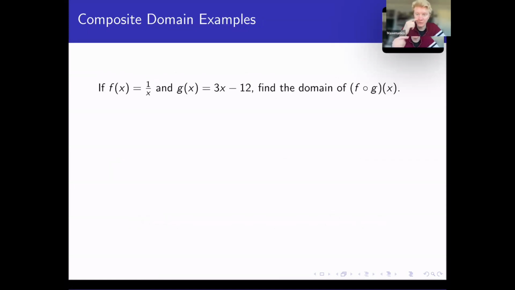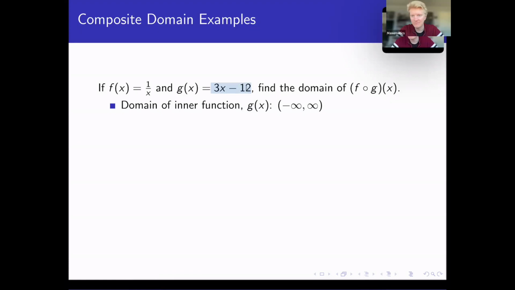All righty. Let's do some domain stuff. F of x is 1 over x. G of x is 3x minus 12. If we want to find the domain of f of g of x, this is the domain of the inner function g intersected with the final domain. All right. So the domain of the inner function g is all real numbers, right? This is just a polynomial. There's nothing that we can plug in that gets this in trouble.